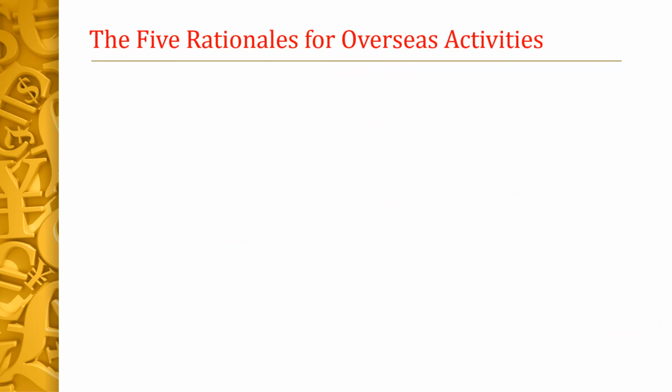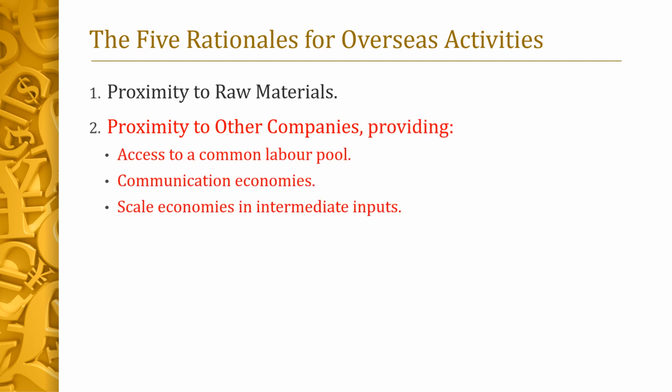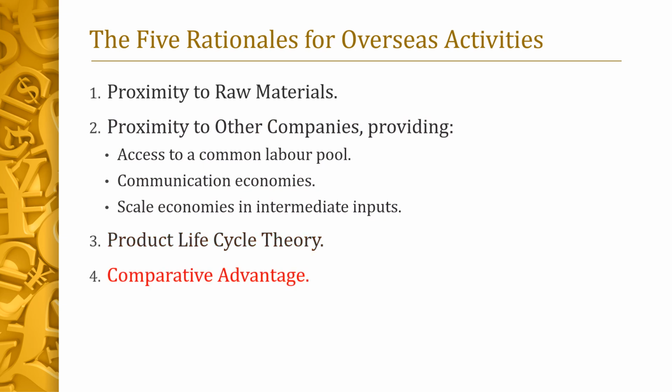We conclude by summarizing the 5 rationales for a company to be active in other countries. The first is proximity to raw materials. The second is proximity to other companies, the benefits of which are access to a common labor pool, communication economies, and scale economies in intermediate inputs. The third rationale is product life cycle theory. The fourth is the theory of comparative advantage. And the final rationale is proximity to customers.